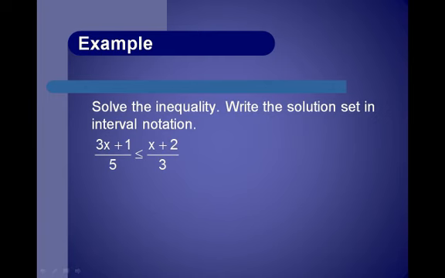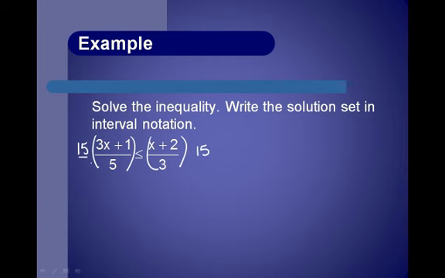Another one. Solve the inequality (3x + 1)/5 is less than or equal to (x + 2)/3. Now remember, to solve an equation containing fractions, you multiply both sides by the LCD. So for our problem, the LCD is 15. So we can multiply both sides of the equation by 15.